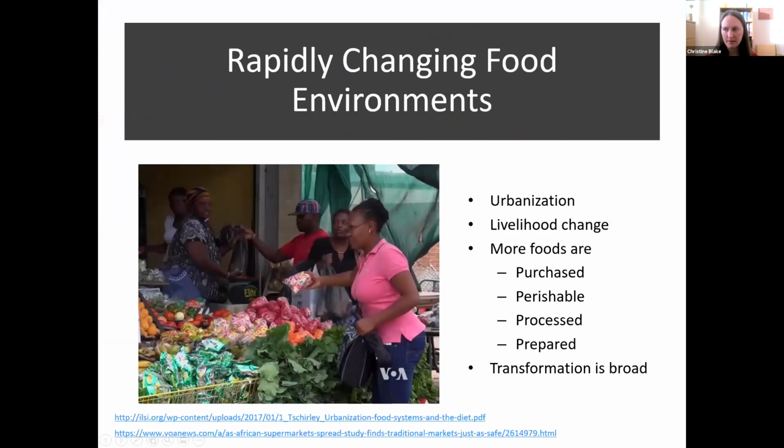Globally, livelihoods and food environments have been changing rapidly, with food choice happening at the nexus where individuals meet the food environment. Urbanization has accelerated over the last 20 years, corresponding with changes in livelihood that have implications for food choice, with foods becoming more purchased, with about 50% in rural areas of Africa by value being purchased, food becoming more perishable, particularly meats, dairy, and fresh produce, increasing in commonality in the diets, and food is becoming more processed and prepared. And this transformation is not just an urban middle class story, it's broad in rural and urban areas across Africa and Asia and across the income distribution.